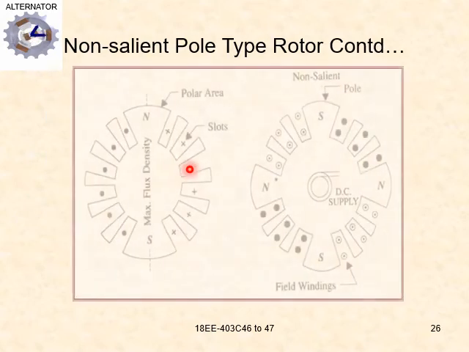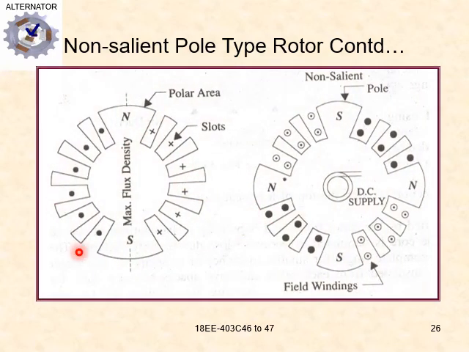In continuation of non-salient, you can see the pictures over here: pole area, slots, main flux density. In the slots we have windings, that is called field winding.